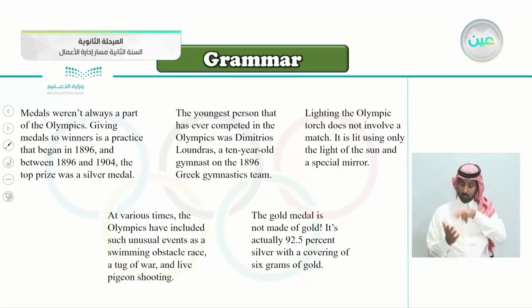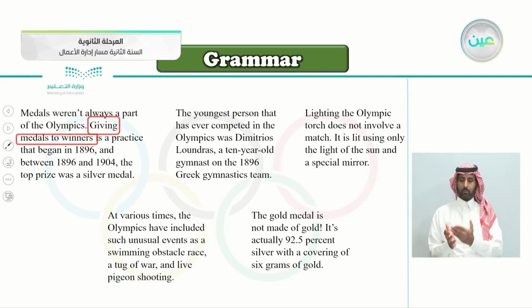Okay, let's try to find them together. For example, here, giving medals to winners. Giving medals to winners is a practice that began in 1896. So this is a gerund phrase: giving medals to winners. So this is the first one. Can you find me another one also here in this page?